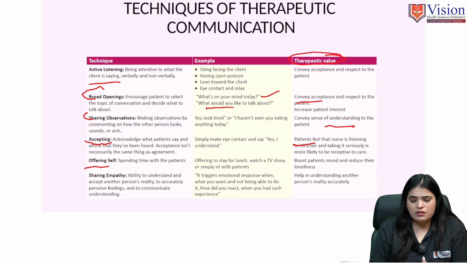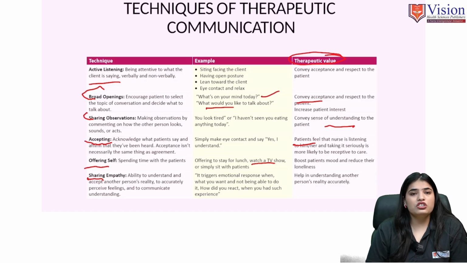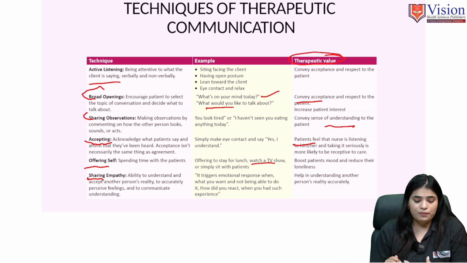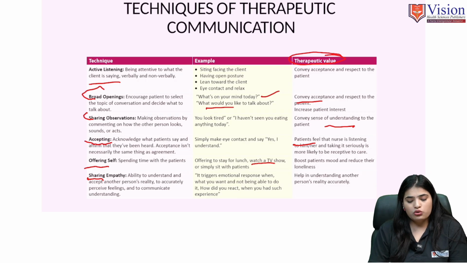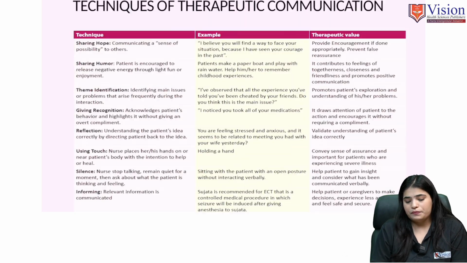Okay, and how can we do this? We can watch a TV show with the patient. We can simply sit with the patient. Next is sharing empathy. It is the ability to understand and accept another person's reality and accurately perceive their feelings. What we can do in this is trigger an emotional response. What do you want, or what are you not being able to do? How did you react when you had such an experience? We can ask these kinds of questions. Okay, it helps in understanding the person's reality accurately.